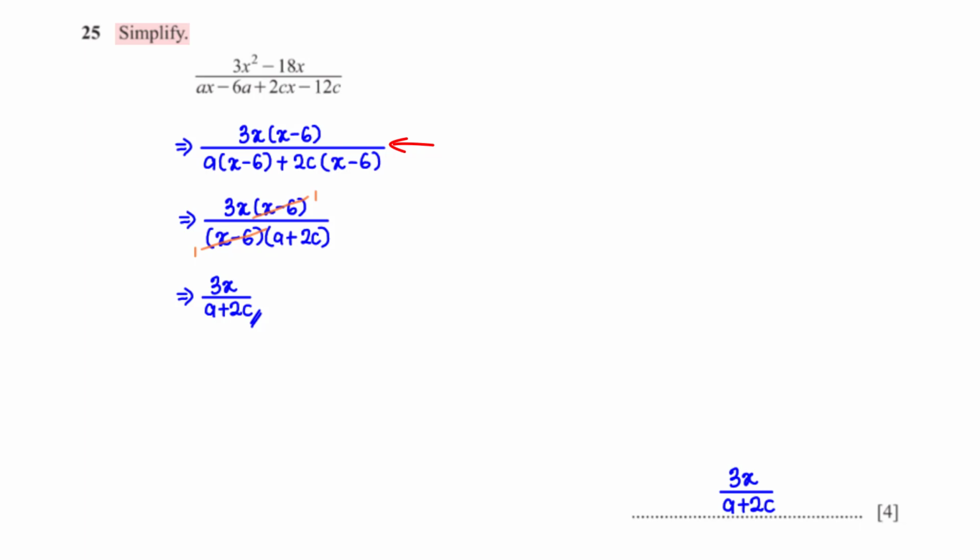The final two terms have a common factor of 2c. When we factor that out, we are left with x minus 6. This can be rewritten as x minus 6 times a plus 2c. X minus 6 cancels out, and so our final answer is 3x over a plus 2c.